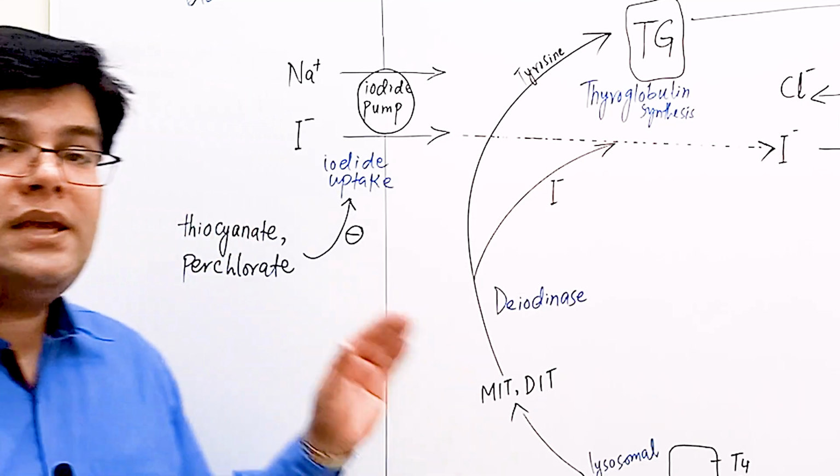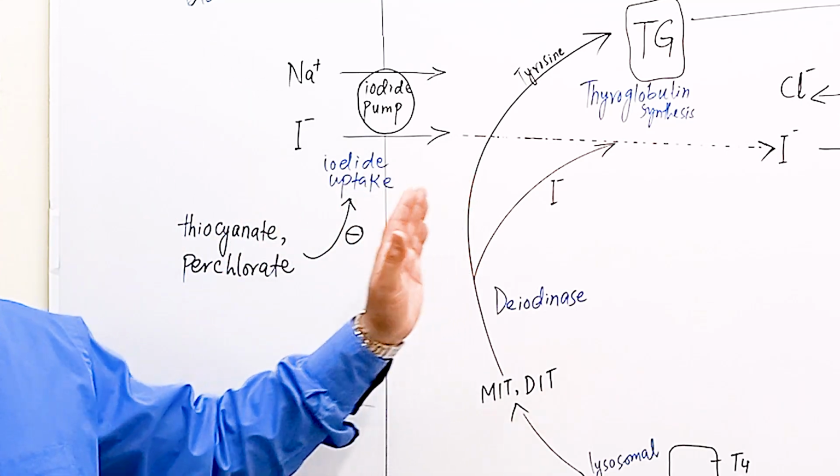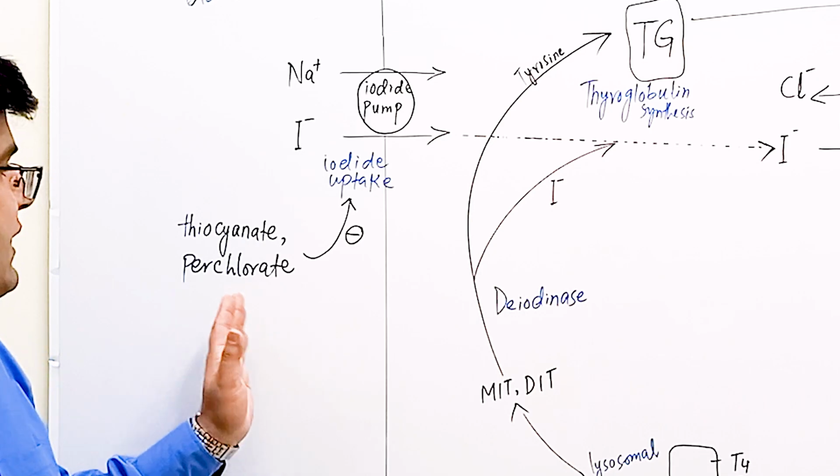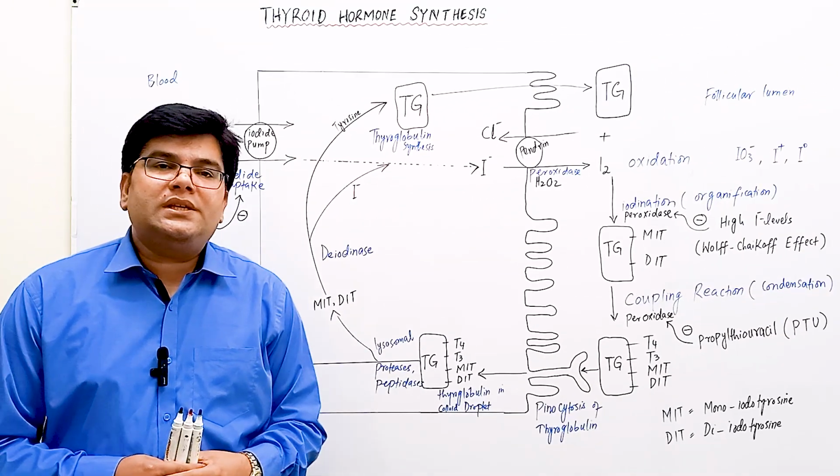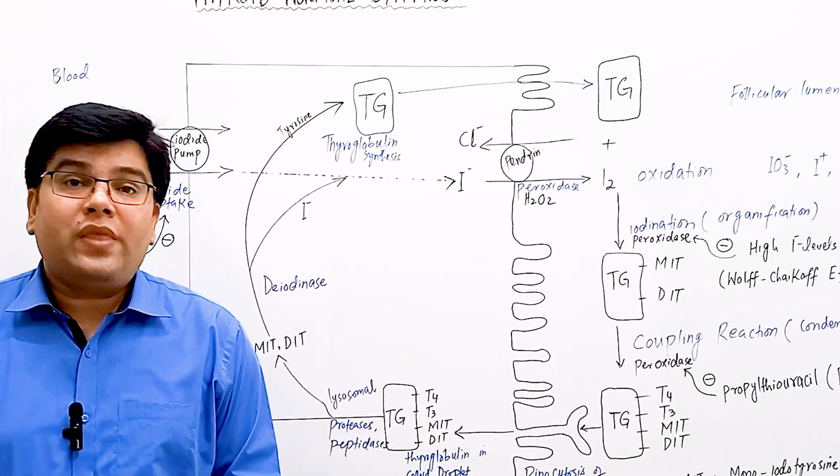And by decreasing the uptake of iodide, these anions, thiocyanate and perchlorate, can decrease the synthesis of thyroid hormones, leading to decreased function of the thyroid gland.